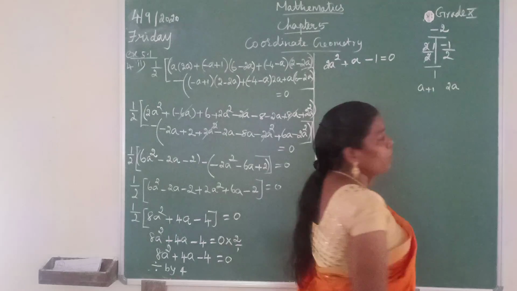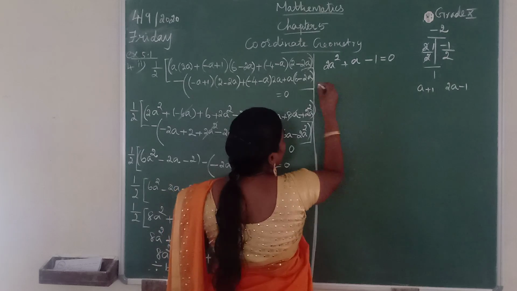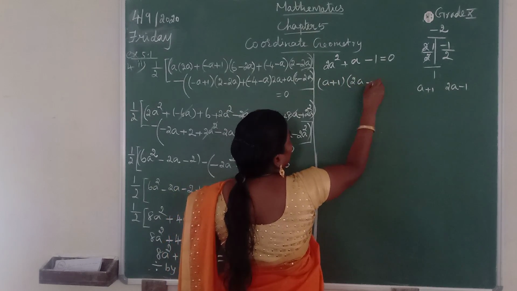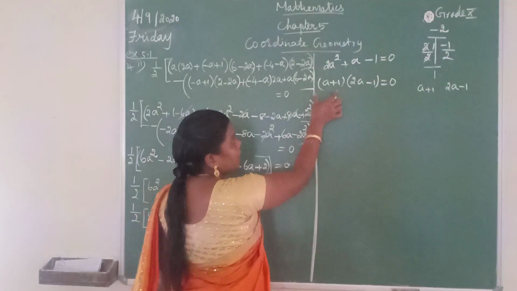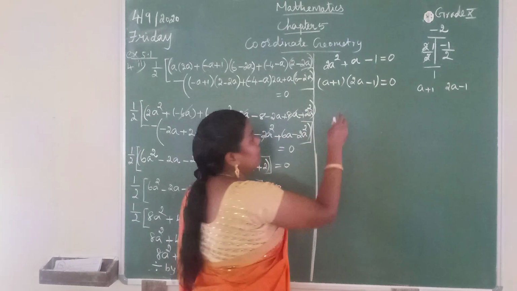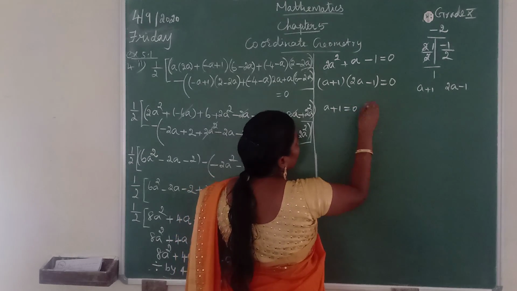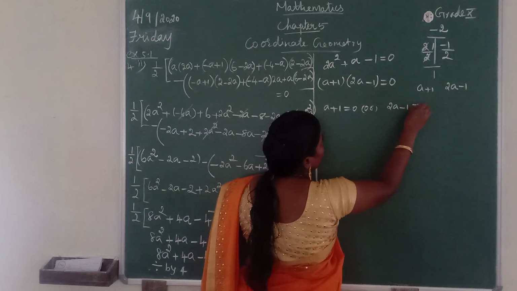Numerator there is a minus, so minus 1. Okay, so this can be written using this: a plus 1 into 2a minus 1 equal to 0. Further, let's separate both. Now it will become two linear equations. Let's write separately: a plus 1 equal to 0, or this equation 2a minus 1 equal to 0.